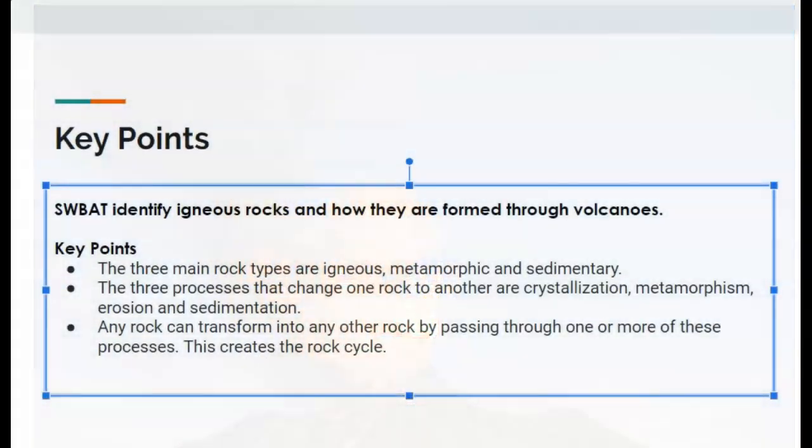Okay guys, so today we're going to be looking at our objective and our key points. Our objective is that students will be able to identify igneous rocks and how they are formed through volcanoes. Our key points are going to continue to be the same as you see on the screen.